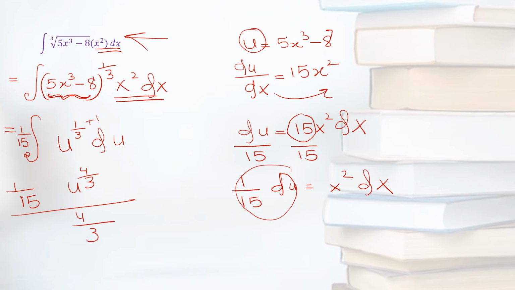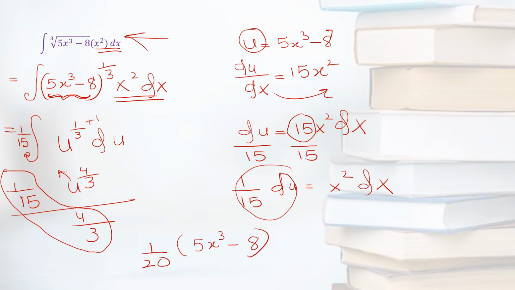Now replace the u by 5x cube minus 8. Meanwhile, just calculate 1 over 15 divided by 4 over 3. So it will give you 1 over 20, and u will be replaced by 5x cube minus 8, and the power will be 4 over 3. Plus c, you have to write here at the end because it is the indefinite integral.